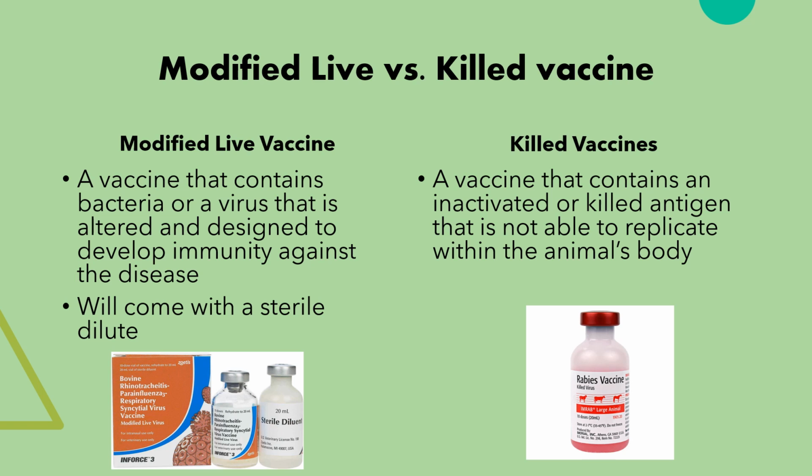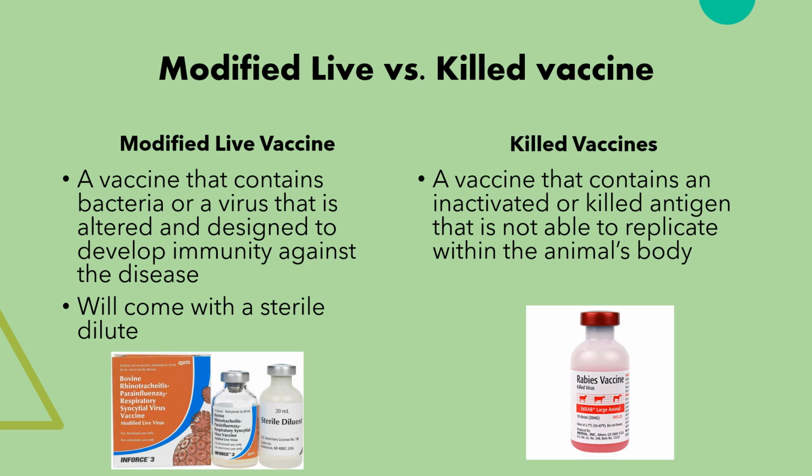So first, a modified live vaccine is a vaccine that contains bacteria or a virus that is altered and designed to develop immunity against a disease. So this will actually cause no clinical signs. Most of the time, it will come with a sterile diluent. Some of the advantages of a modified live vaccine are longer immunity, and you don't need to revaccinate. However, the disadvantages are that if you actually utilize a modified live vaccine on a pregnant animal, it can cause abortion. As you can see here, I have an example of a modified live vaccine.